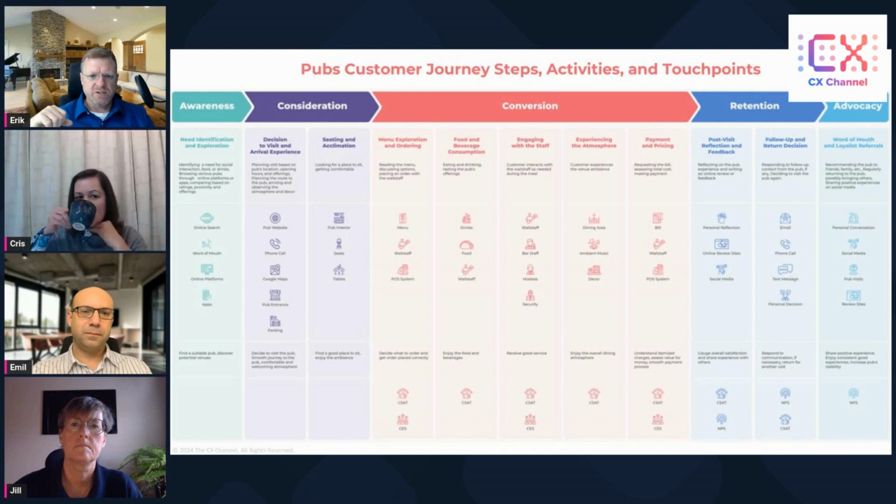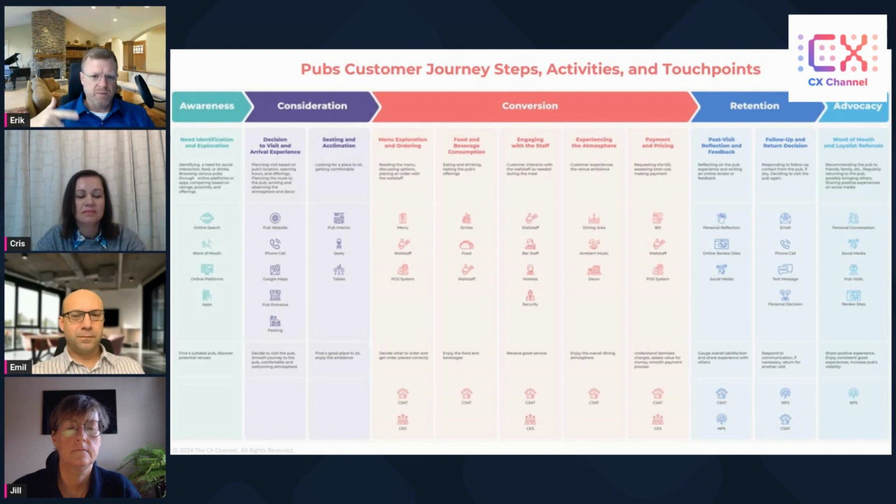And then the third stage is the conversion side. So this is the biggest stage here, which is where they're actually looking at the menu and checking out the food and the drinks and ordering something and engaging with the staff and experiencing the atmosphere. They're there for a while. And at the end, they're going to pay and head out. The next stage is the retention side, which is where the customer now reflects on the visit. Did I like it? Did I not like it? And then make a decision if they would go back or not, which is an important component.